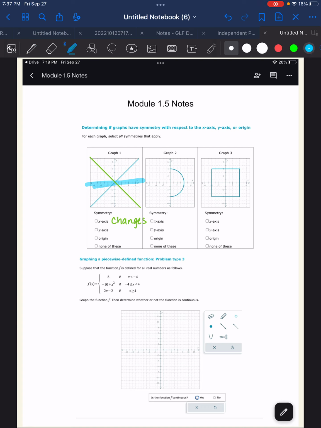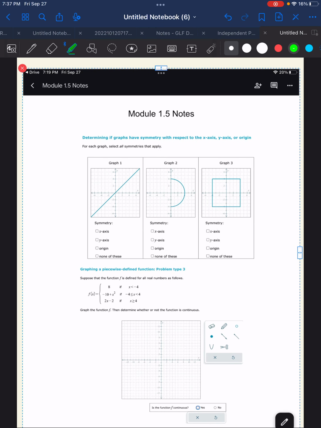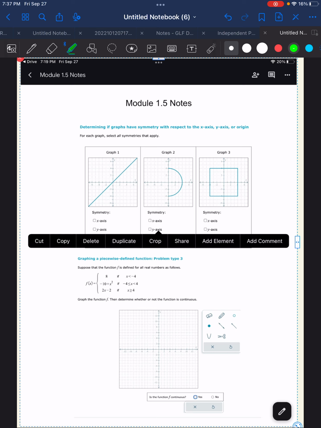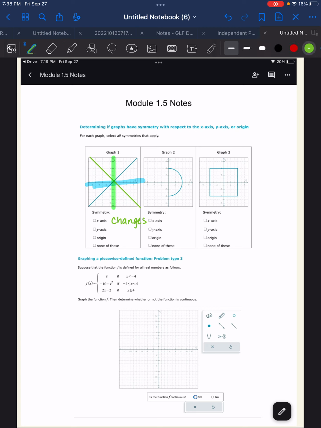Next, it says to reflect across the y-axis. Here is my y-axis right here. Oops, sorry, y'all. Alright, so here's my y-axis right here. When I reflect that line across the y-axis again, it is still going to be right here, which isn't the same as what we had before.